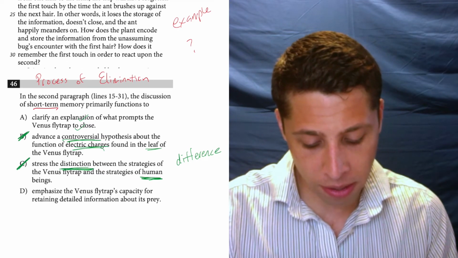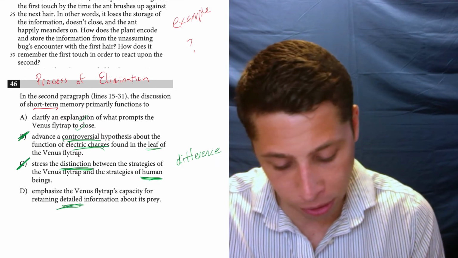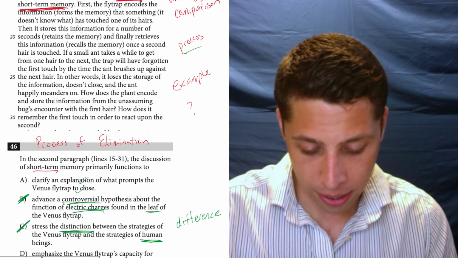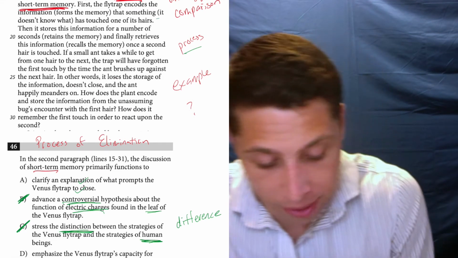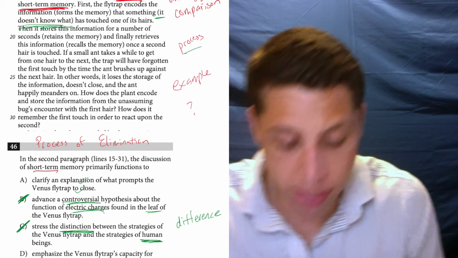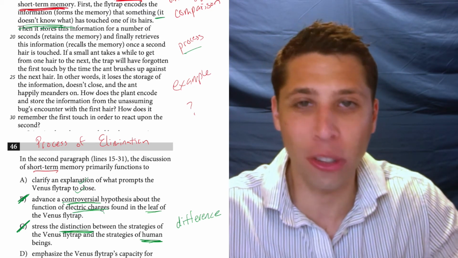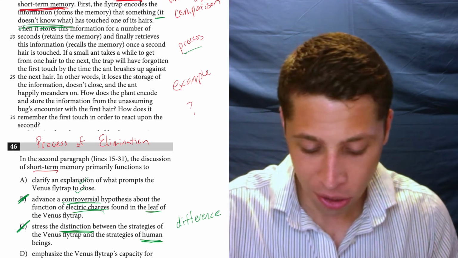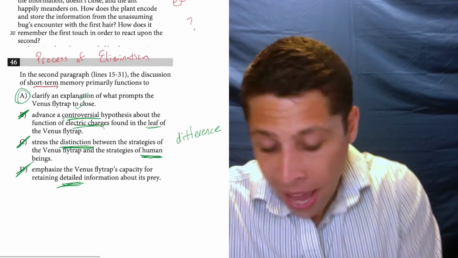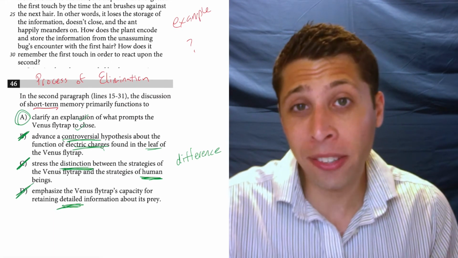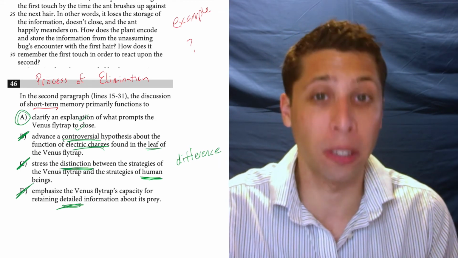D, emphasize the Venus flytrap's capacity for retaining detailed information about its prey. Well, here's a strong word, right? It doesn't say that they have detailed information. If anything, it says it doesn't know what it has a memory of. It doesn't know what triggered the hairs. So it's saying the exact opposite here. So A is right. Why is it right? Because we use process of elimination, and the other 3 choices were clearly wrong.